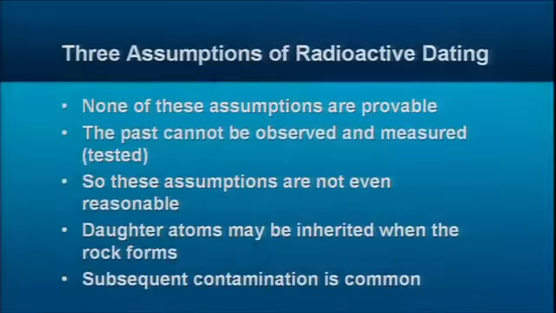So none of these assumptions are actually provable, because you weren't there to test the rocks in the past. The past is gone. We can't observe and measure the past or test it. So these assumptions are not even reasonable. In everyday experience, they're not even reasonable. The daughter atoms may be inherited when the rock forms. For example, in volcanic gases, you can get extra argon.